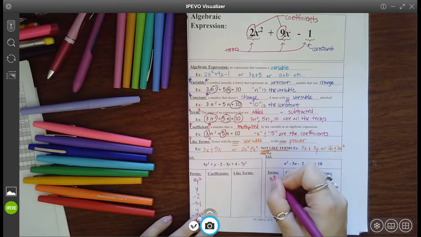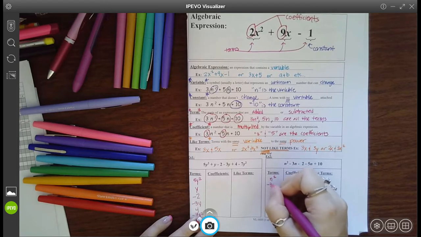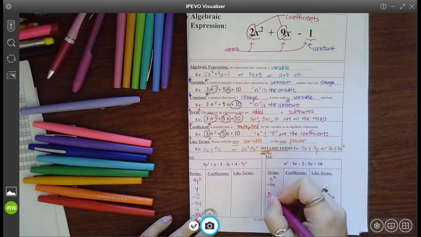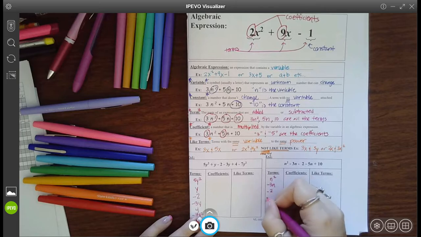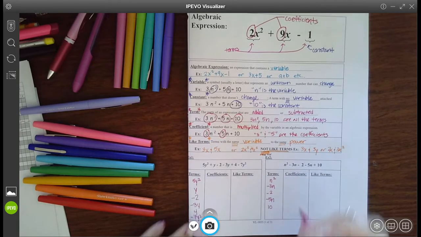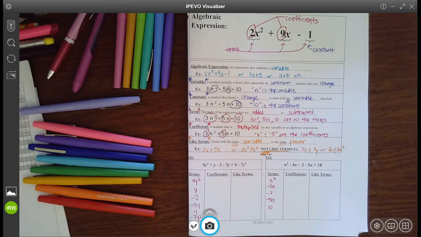Did you write n squared, -3n? Remember, if it's negative, bring the sign with it. And then -2, then -5n, and then 10. Because remember, terms are separated by plus or minus signs.